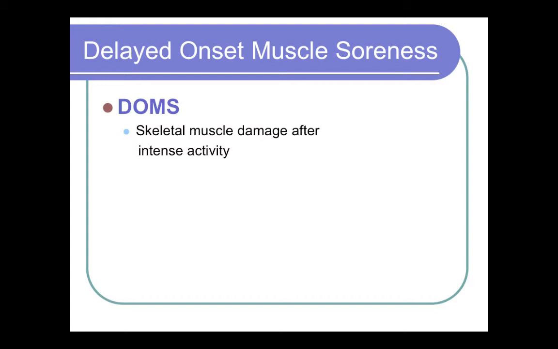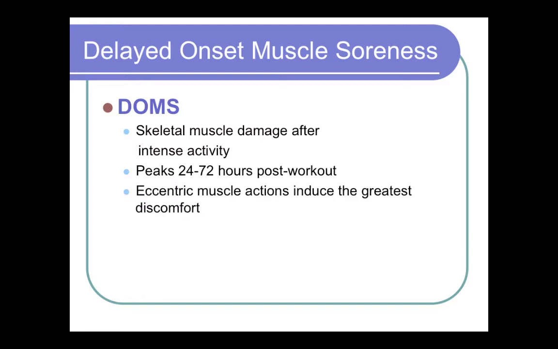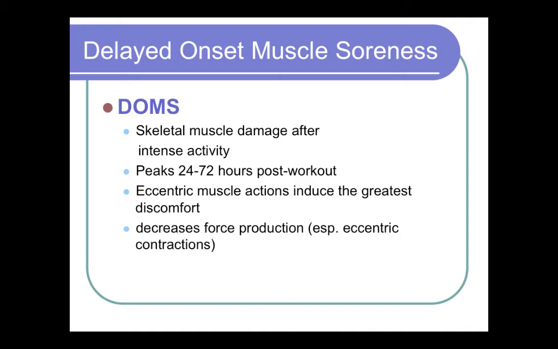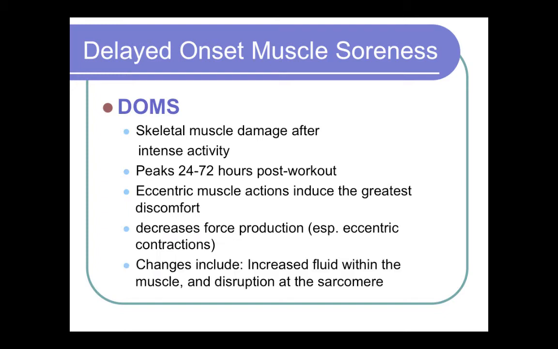One more thing I want to hit in the slideshow is the concept of delayed onset muscle soreness, DOMS. If you haven't heard of DOMS before, I'm guessing you may have at least have experienced it, but may have not known the name. It's skeletal muscle damage after intense activity, and it generally peaks within 24 to 72 hours post-workout. Eccentric muscle actions induce the greatest discomfort from DOMS, and there's a decreased force production if you are experiencing DOMS. Changes that cause DOMS include an increased fluid within the muscle and a disruption at the sarcomere.